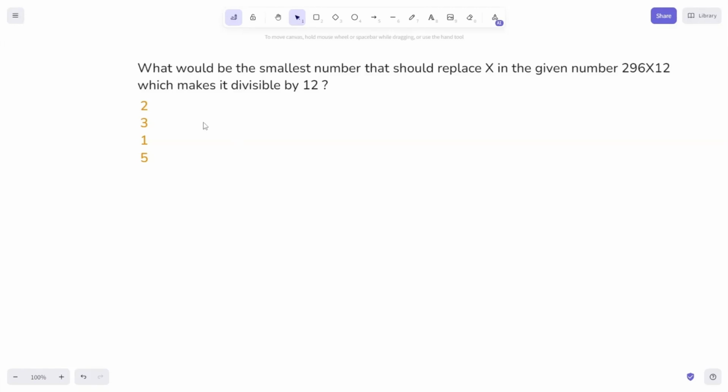So as you can see, this is our question. What would be the smallest number that should replace x in the given number 296x12, which makes it divisible by 12? Our options are 2, 3, 1, 5.